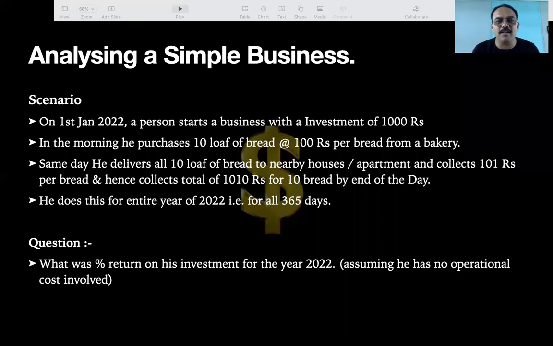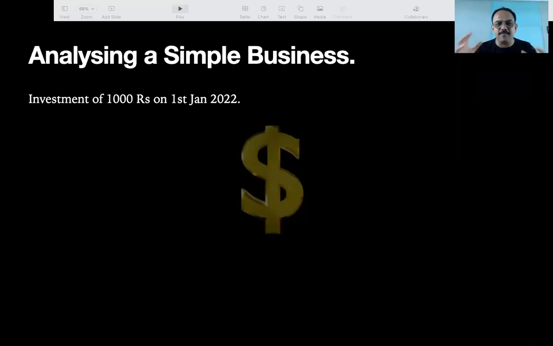So all those who answered 365%, your answer is right. His percentage return on his investment for the year 2022 is 365%. Others, please look at the solution to the question. Ready? Okay. Now, investment of 1000 rupees on 1st of Jan. He brought 1000 rupees in his pocket. He went to the bakery. He purchased the bread. He went to the apartment and gave it to the apartment.